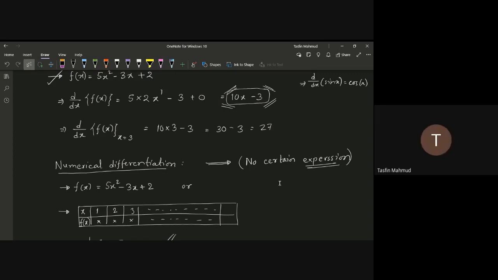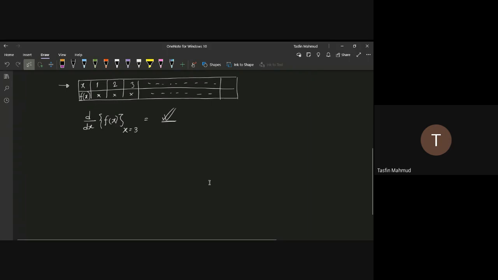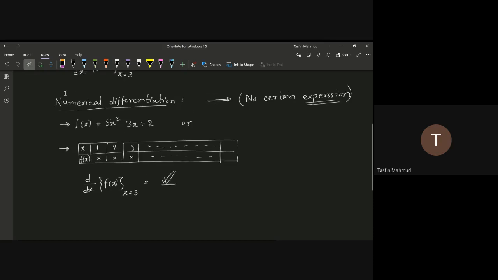Okay, so yes, one thing that you shared. Let's assume you have performed an experiment. I'm trying to explain the motivation, why do we need numerical differentiation. There are some certain points where we need numerical differentiation.